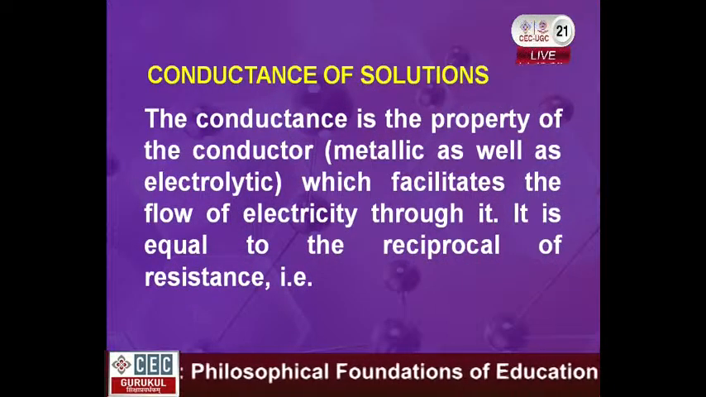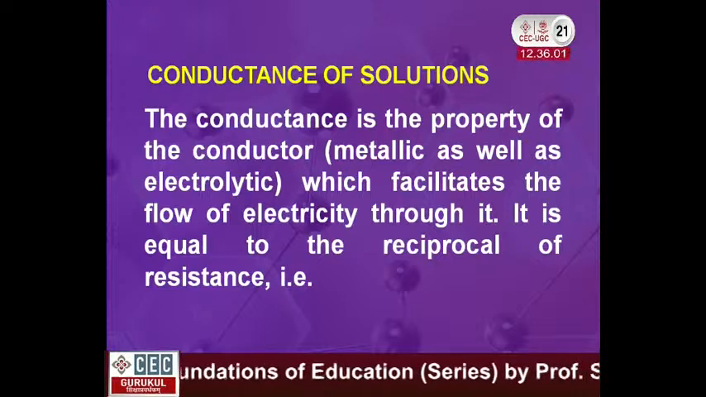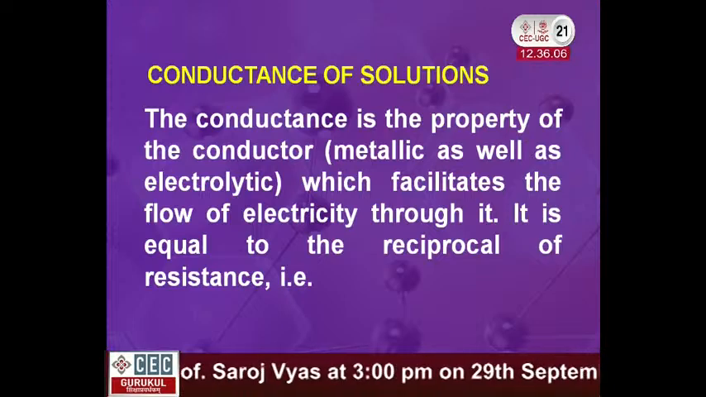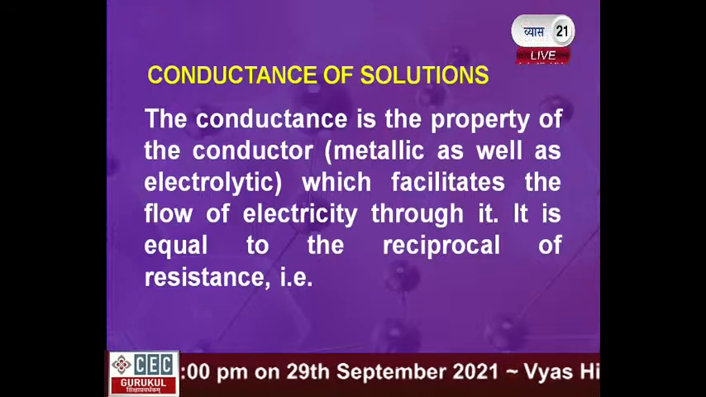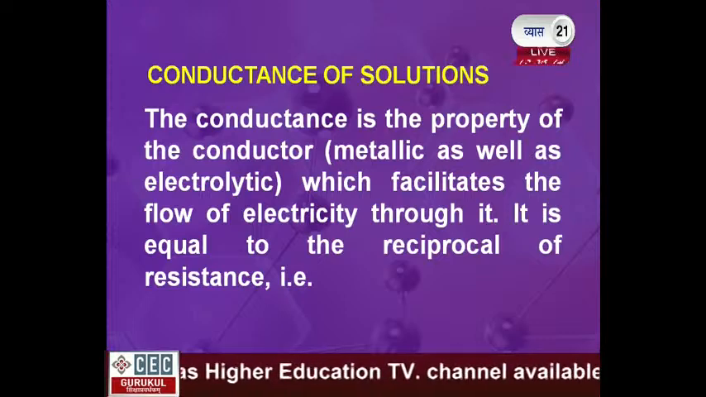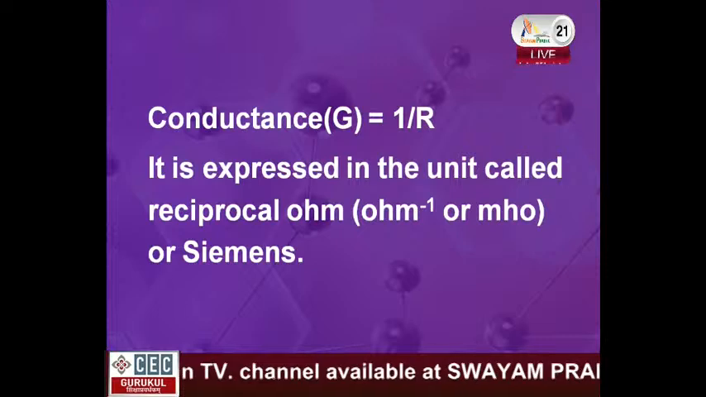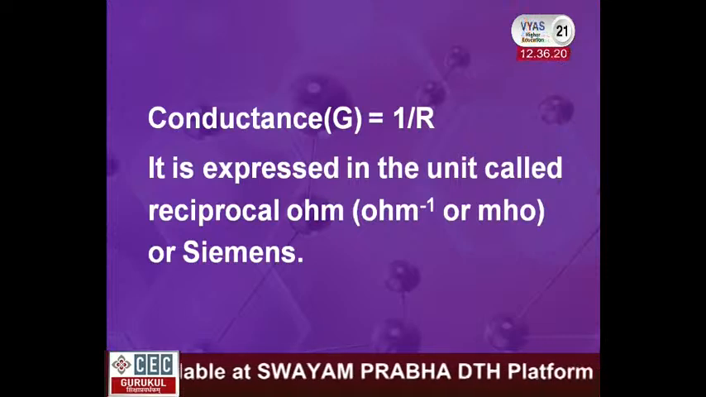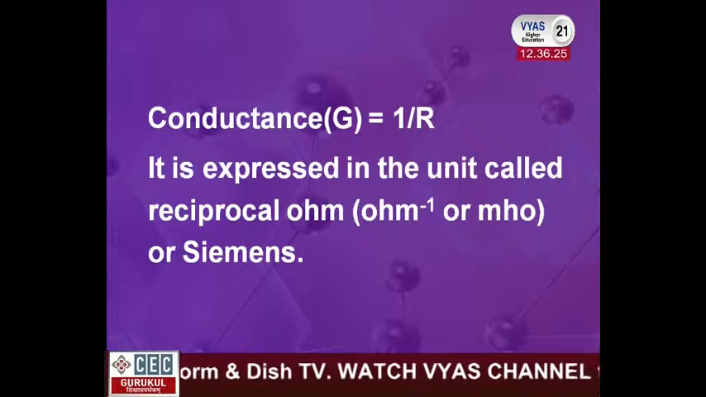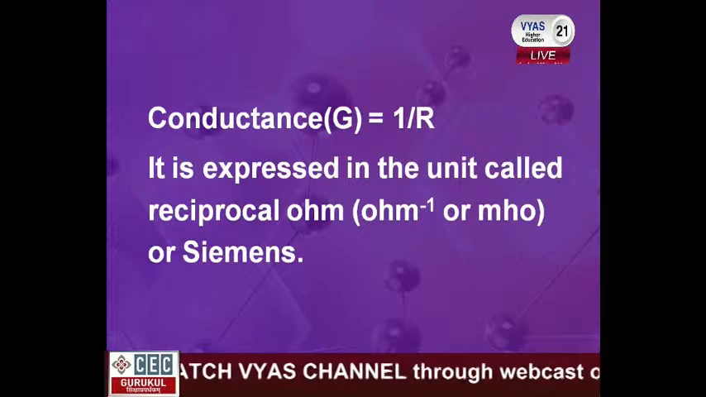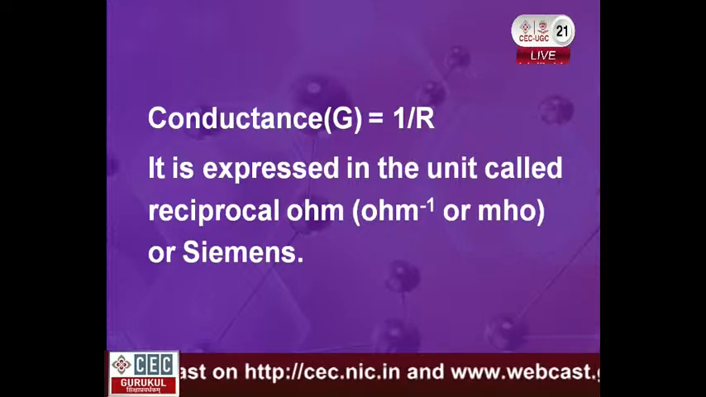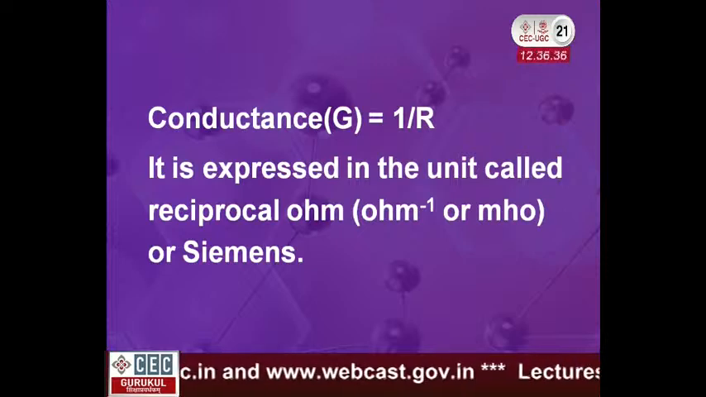Now we have to understand what is conductance. Conductance is the property of the conductor, metallic as well as electrolytic, which facilitates the flow of electricity through it. It is equal to the reciprocal of resistance. We can write conductance, represented by capital G, to be equal to 1 by R. It is expressed in the unit called reciprocal ohm, which can be written as ohm inverse or mho, or it is also known as Siemens.